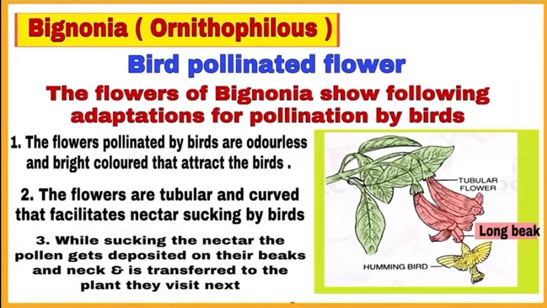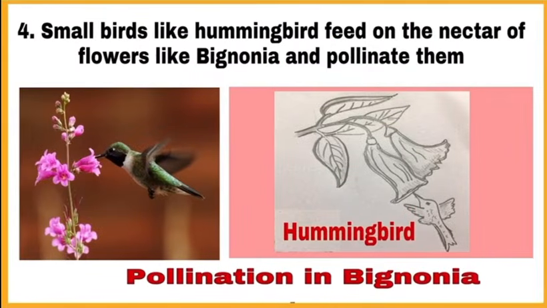After this, birds transfer the pollen to the plant they visit next. Small birds like hummingbirds feed on the nectar of flowers like bignonia and pollinate them. After this, draw the diagram of flower in your practical notebook by using sharp pencil as shown here.